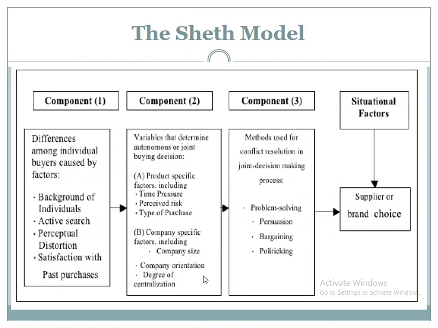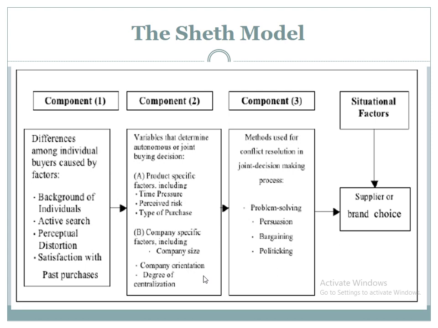Now we will talk about the second model, which is again a famous model, called the Sheth model. In 1973, Professor Jagdish Sheth, again an Indian professor, developed the Sheth model. This model highlights the decision-making process by two or more individuals, individually or jointly, and the psychological aspect of the decision-making individuals in the industrial buying behavior.